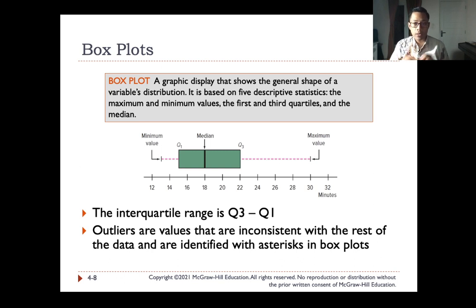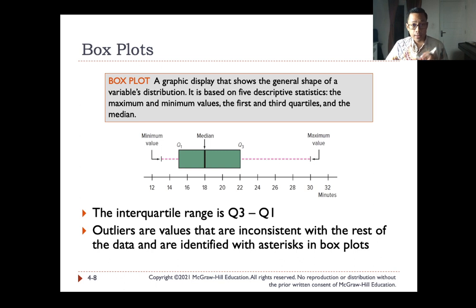Now the next thing, we're going to draw dotted line segments from the third quartile to the maximum value and from the first quartile to the smallest value. So this shows the largest 25% and the smallest 25% respectively. The distance between the third quartile and the maximum value shows you the largest 25%. And the distance between Q1 and the minimum value provides you with the smallest 25% of the data.